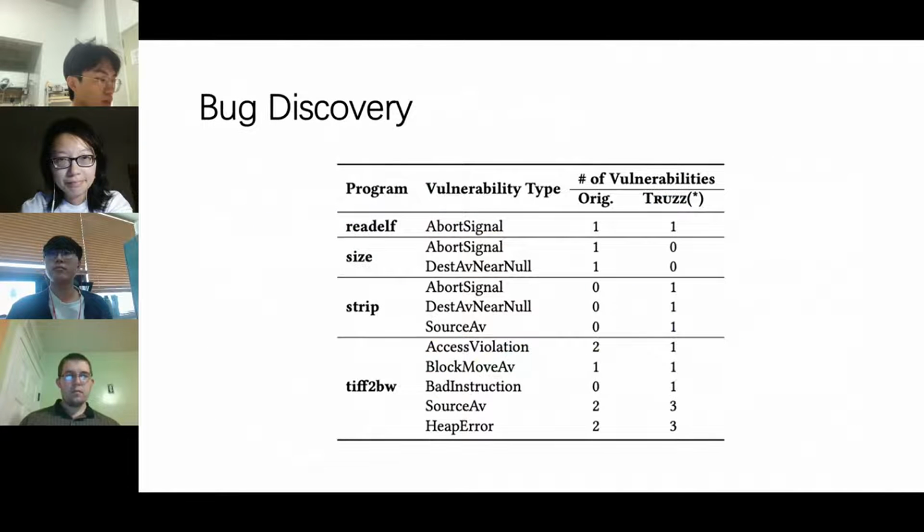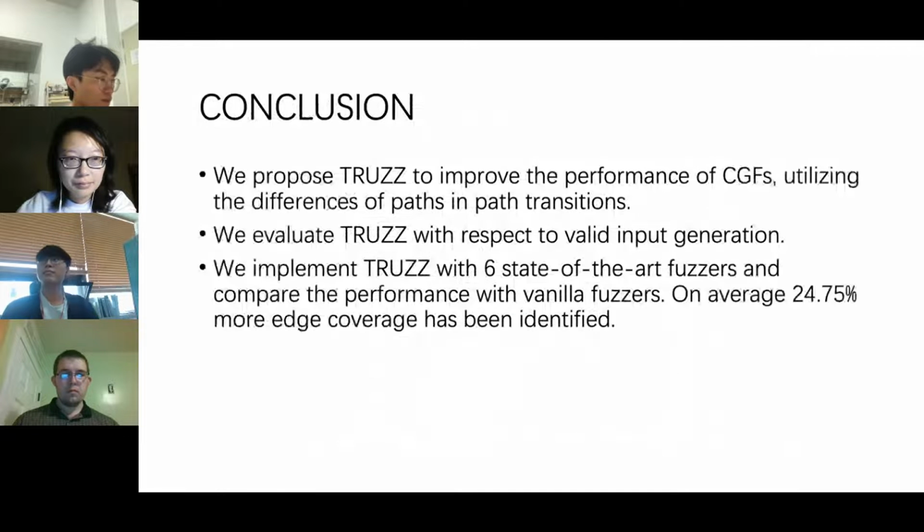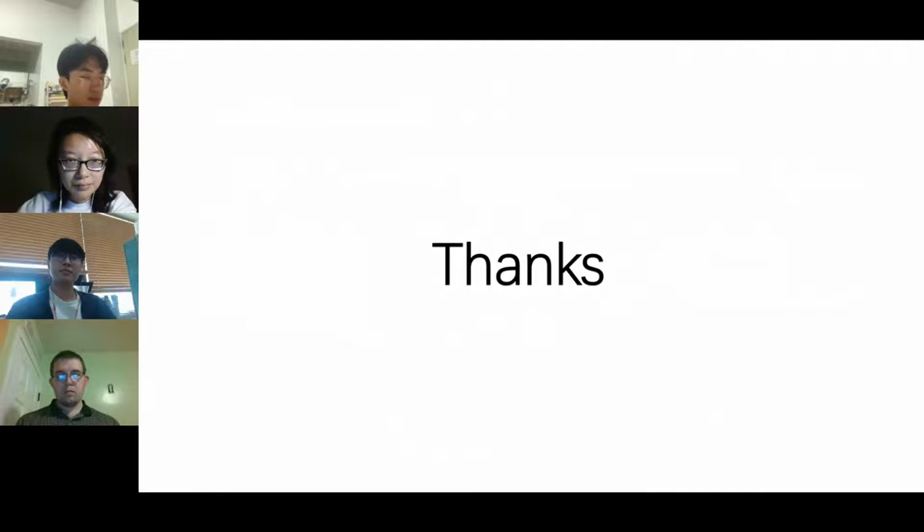Third, we compare 2 version phasers in terms of the number of real-world bugs. In total, vanilla phaser and charts-equipped phaser find 10 and 13 bugs respectively. Finally, we summarize our work. First, we propose a lightweight framework charts to improve the performance of CGFs. Second, we evaluate charts with respect to valid input generation. Third, we implement charts with 6 phasers and compare the performance with the vanilla phasers. That's all. Thank you.